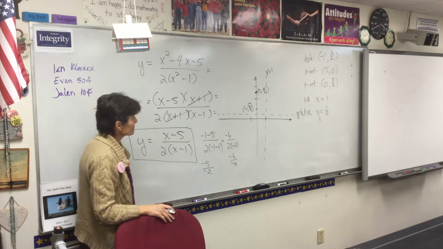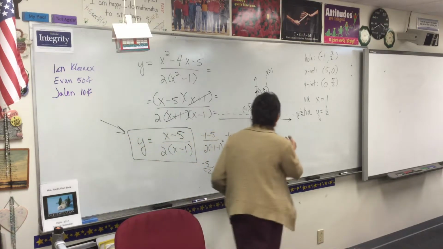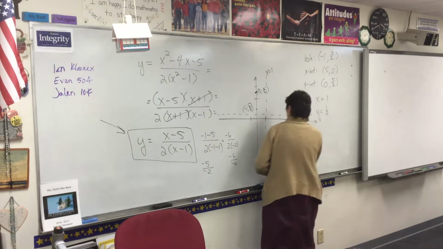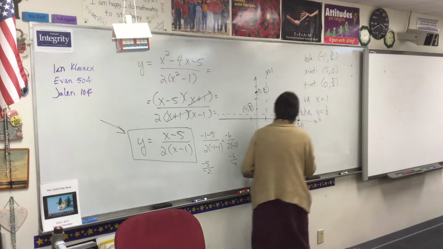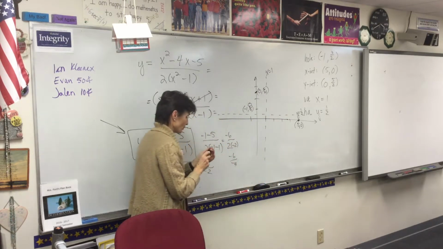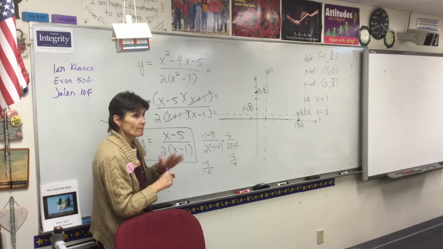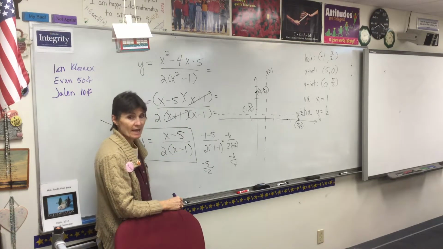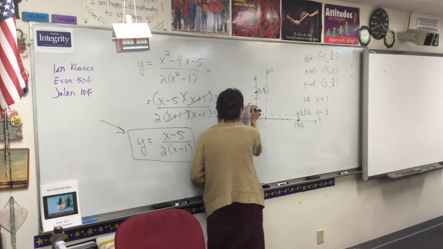So in terms of, let's see, have I plotted everything? I didn't plot my x-intercept yet. All right, now, have I plotted everything? Yeah. So now I should be able to graph it. Can you visualize a shape in there, given the points and the asymptotes that you have? Okay. So I think it's going to look like this.